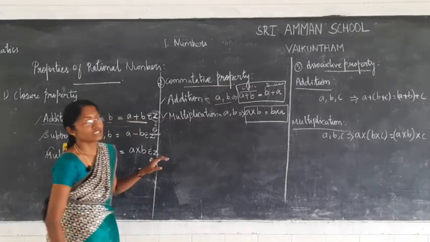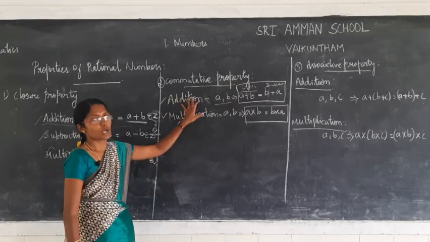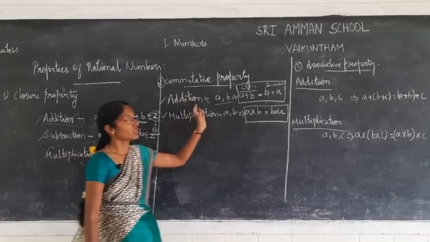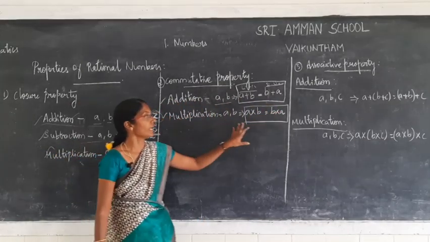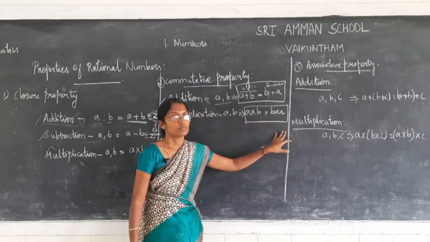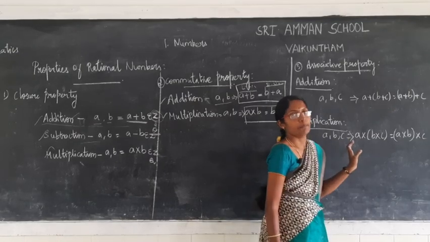But it doesn't satisfy subtraction and division. Clear? So what is the commutative property? For addition, a plus b is equal to b plus a. For multiplication, a into b is equal to b into a. Okay, clear? So the next one, associative property.